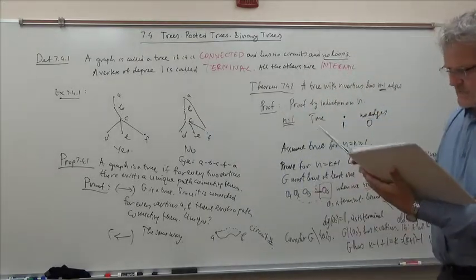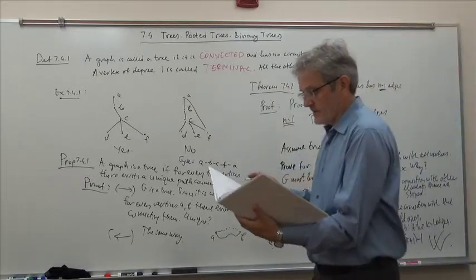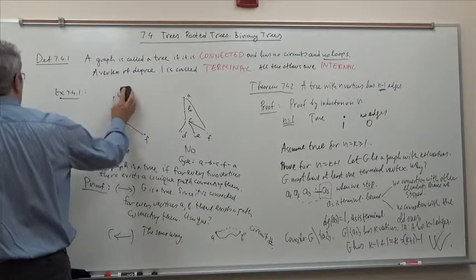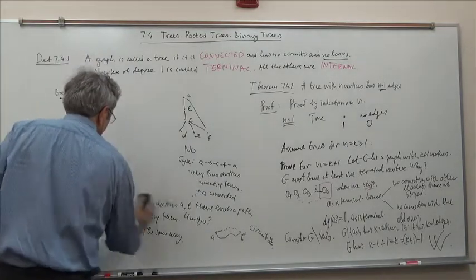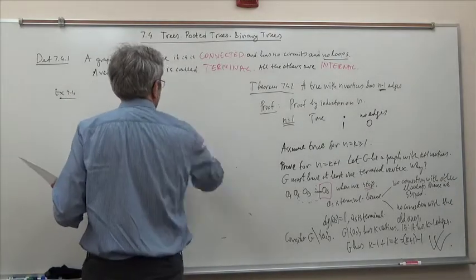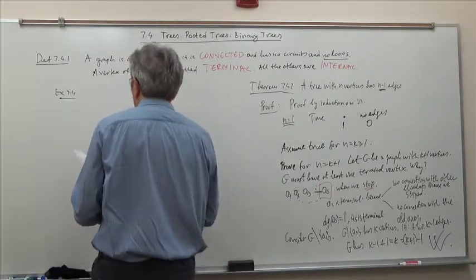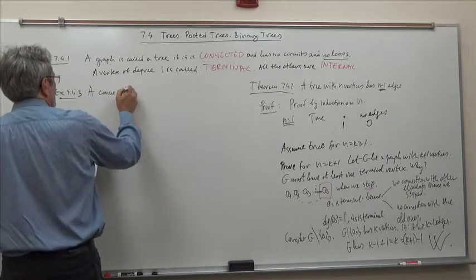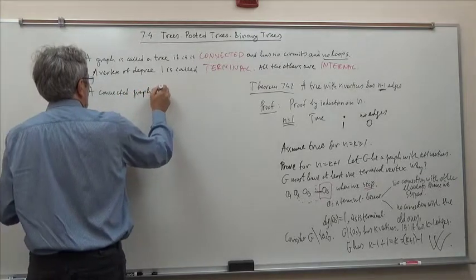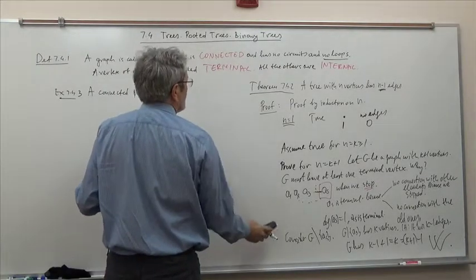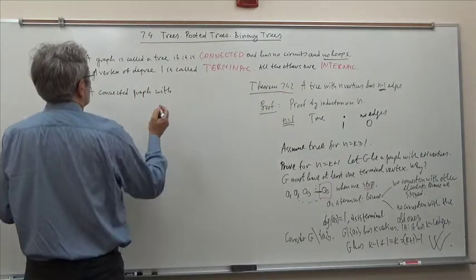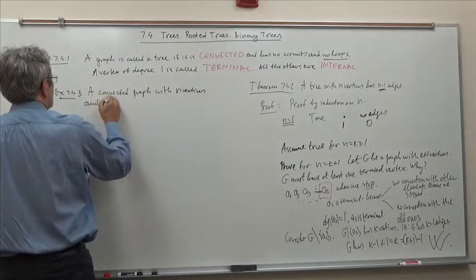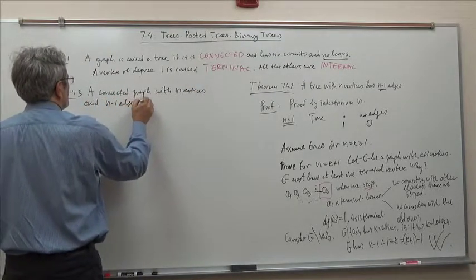All right. We also have an interesting reverse of this, the converse of this theorem. So the converse is theorem 743. It's very easy to prove. So a connected graph with n vertices and n minus 1 edges is a tree.